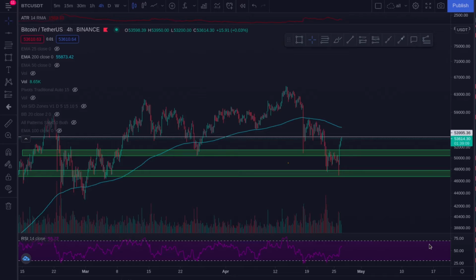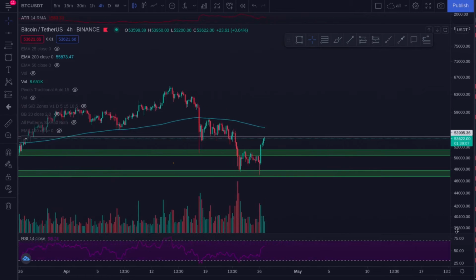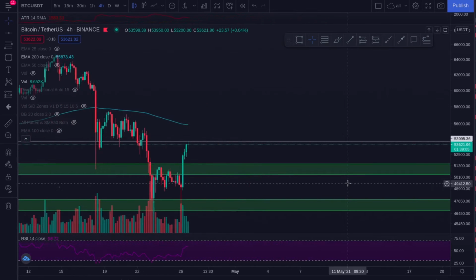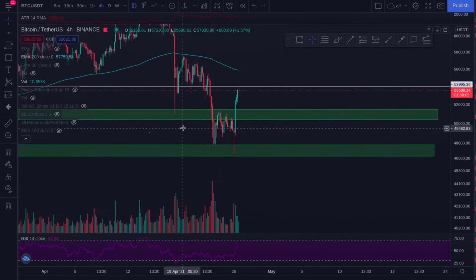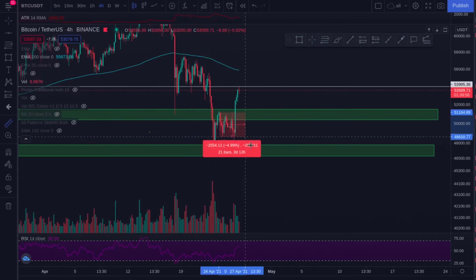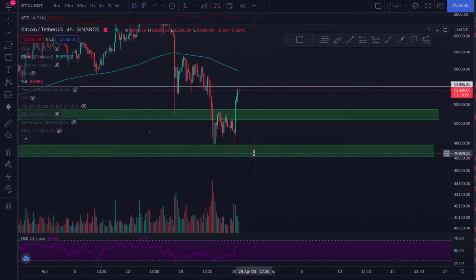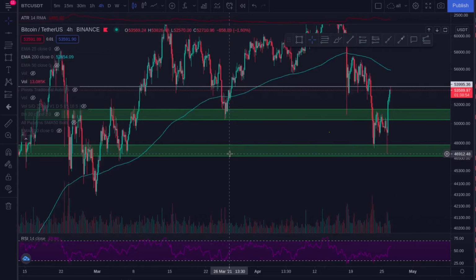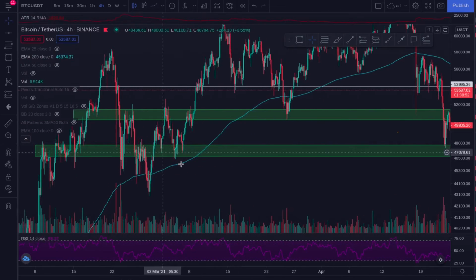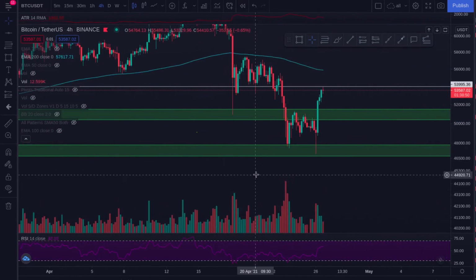So let's get started. First we have BTC USDT. Like in yesterday's video, after the recording, the prices dipped a lot. We dipped around these areas around 47k. So this was technically a good support for BTC as well.